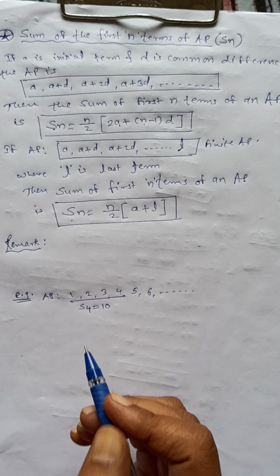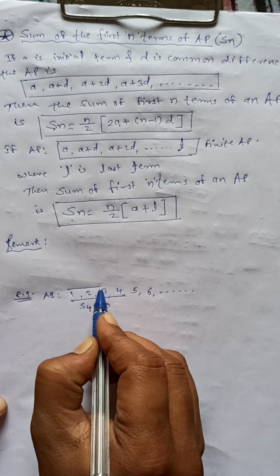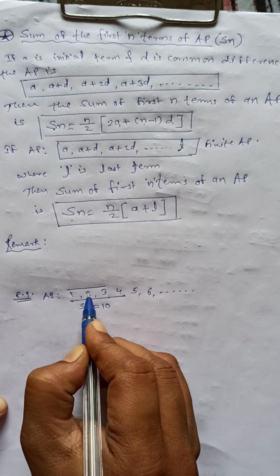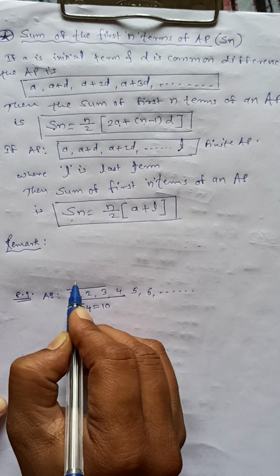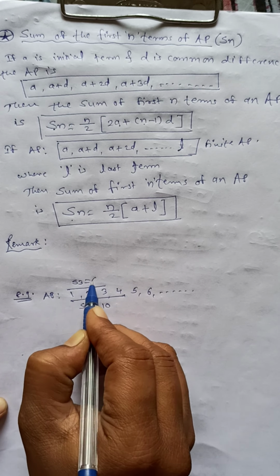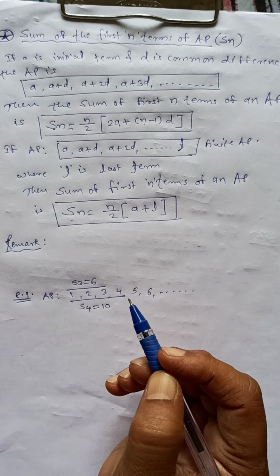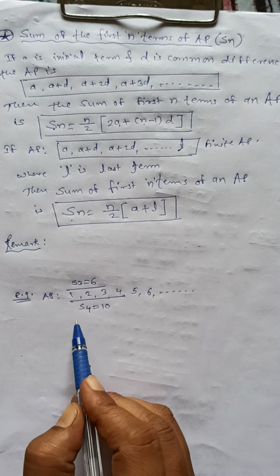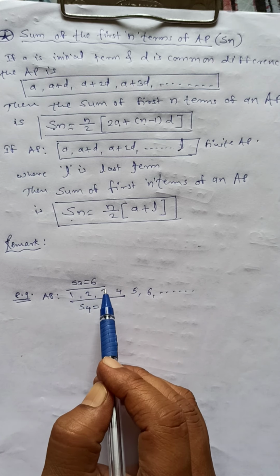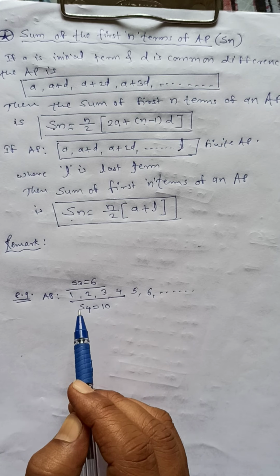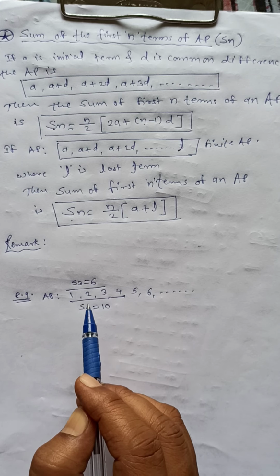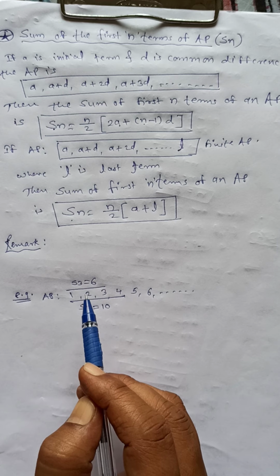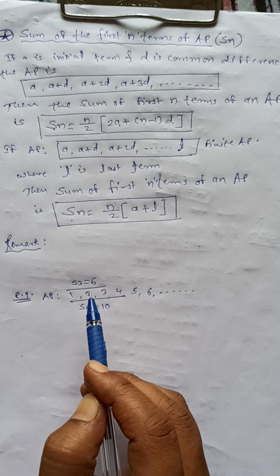In the same way, calculate the sum of the first 3 terms: 1, 2, 3. 1 plus 2 is 3, 3 plus 3 is 6. So can I write S3 is equal to 6? Yes. So I know S4 is equal to 10 and S3 is equal to 6. Like this, you can calculate the sum for any number of terms.